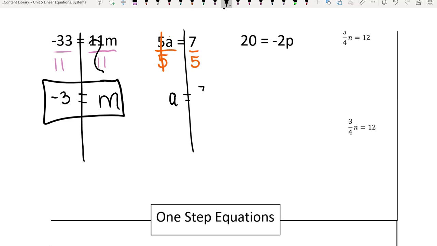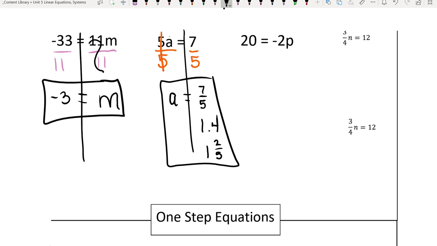And you can leave this as 7/5. You could evaluate that as a decimal and give me 1.4, or you could give me 1 2/5. All of those answers are correct. And those are equal, they're equivalent.